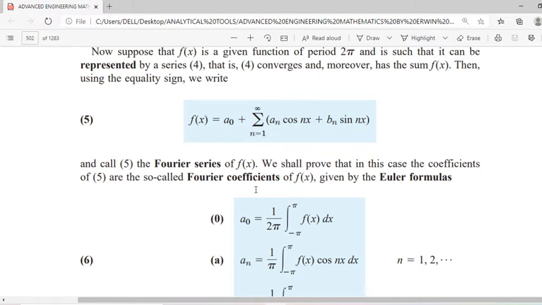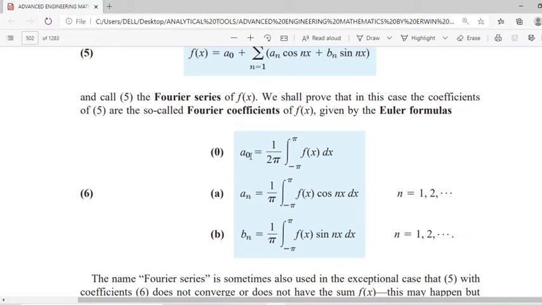These constants a0, an, bn are called Fourier coefficients, which can be obtained as: a0 is equal to 1 by 2 pi into integral minus pi to pi f of x dx, an is equal to 1 by pi into integral minus pi to pi f of x cos nx dx, bn is equal to 1 by pi into integral minus pi to pi f of x sin nx dx, n equal to 1, 2, 3, etc.